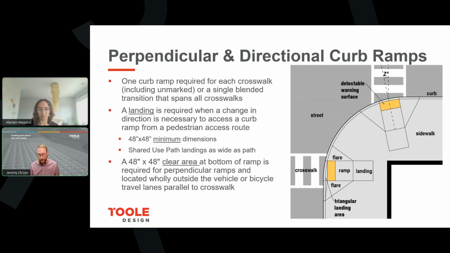Now, PROWAG does require that one curb ramp be provided for each crossing, whether that's marked or unmarked, but it also allows a single blended transition that would span across multiple crosswalks. You can only do that if your crosswalks are really close, and we'll discuss some of that a little later, but PROWAG does provide that as an option. We've already discussed that you have to have the landing wherever you have the turning area, as well as that clear space at the bottom of the ramps.